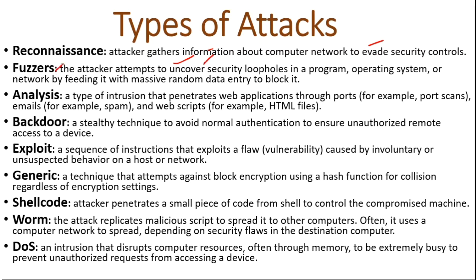And second is fuzzers. Basically, in this the attacker attempts to uncover security loopholes in a program, operating system, or network by providing massive invalid, unexpected, or random data as inputs to the computer program. Fuzzing is usually the automated process of finding bugs in software by randomly feeding different permutations and combinations of data into a target system until one of those permutations reveals a vulnerability.